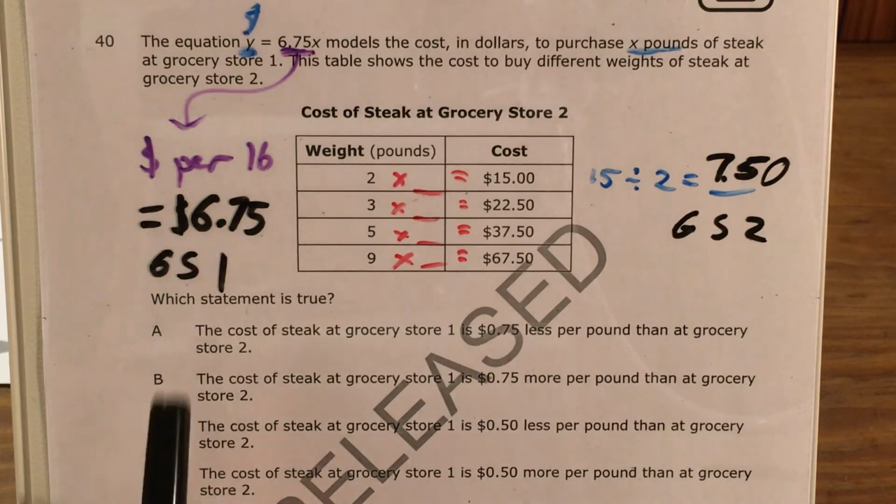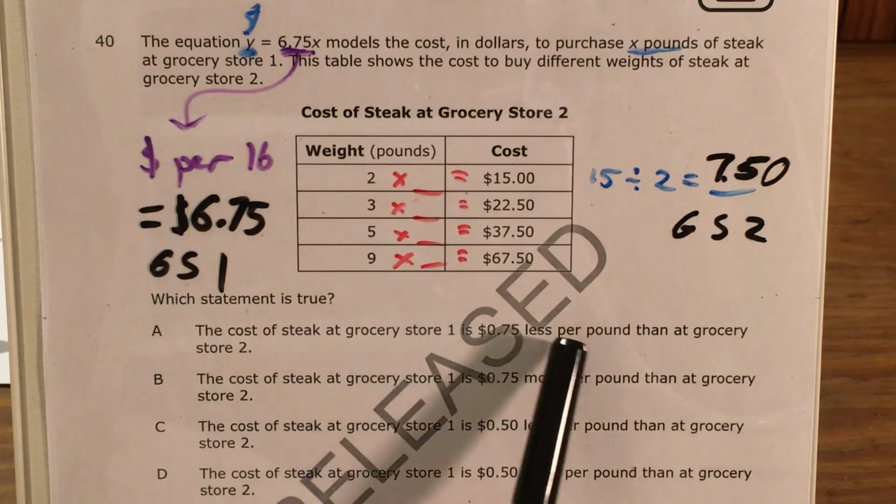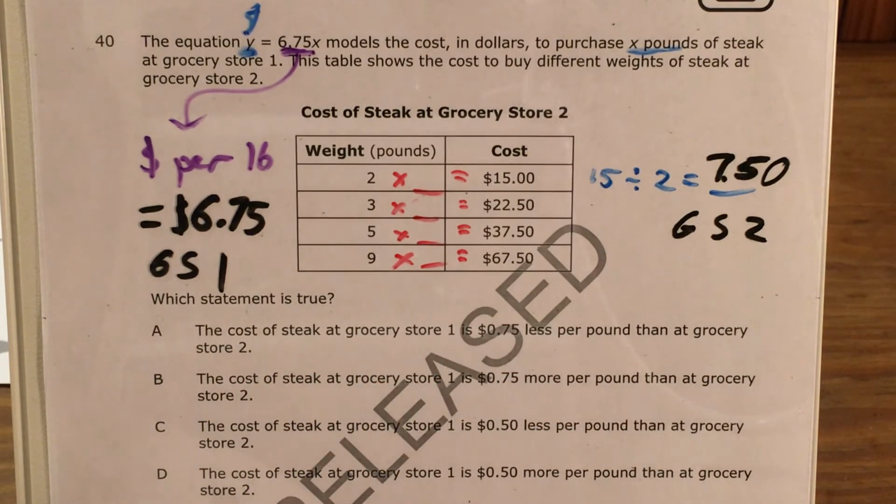So now, let's look at our answer choices. The cost of steak at grocery store 1 is 75 cents less per pound than at grocery store 2. Cost of steak at grocery store 1 is 75 cents more per pound. Cost of steak is 50 cents less per pound. Cost of steak is 50 cents more per pound. So we got a whole bunch of statements that compare this.